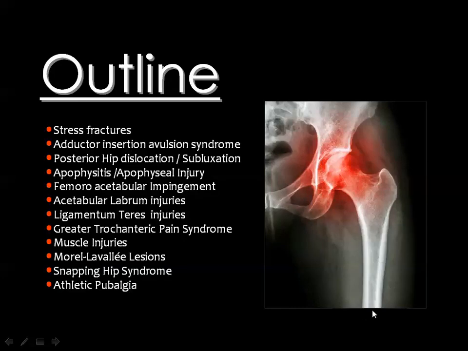Then we will try to discuss these items. First of all, the stress fractures, then the adductor insertion avulsion syndrome, then the sequelae of posterior hip dislocation and subluxation, then the apophysitis or apophyseal injury, the femoroacetabular impingement, acetabular labrum injuries, ligamentum teres injuries, greater trochanteric pain syndrome, muscle injuries, Morel-Lavallée lesion, snapping hip syndrome, and finally the athletic pubalgia.